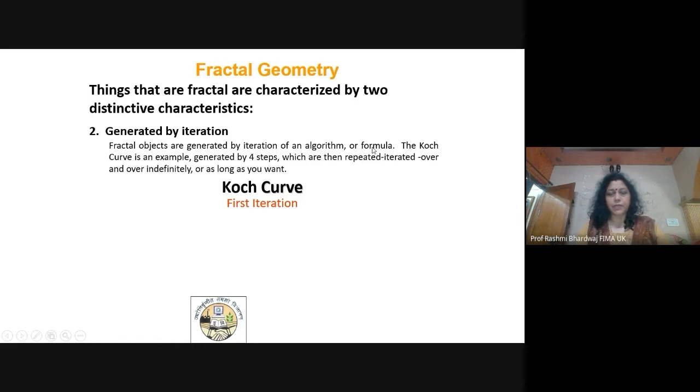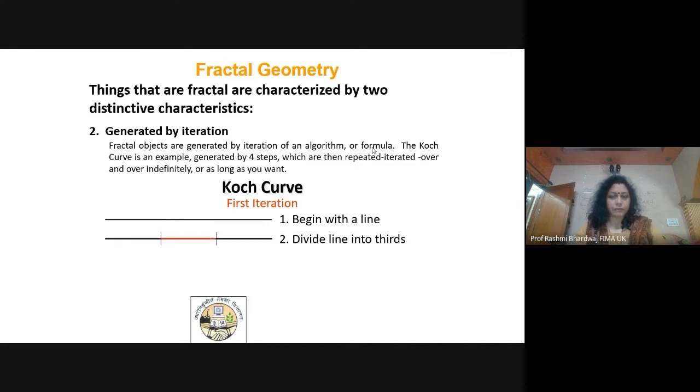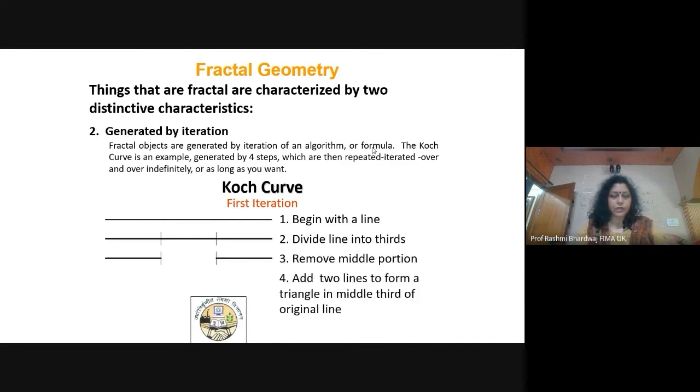I'm taking a simple example, the Koch curve. What we are doing, we begin with a line, divide this line into 3 parts, remove the middle part, and instead of that, join it with 2 lines. So you are getting this structure. Now this is one complete iteration. So you divide a line into 3 parts, remove the middle part, and join with 2 lines. Now the same structure we are repeating again.